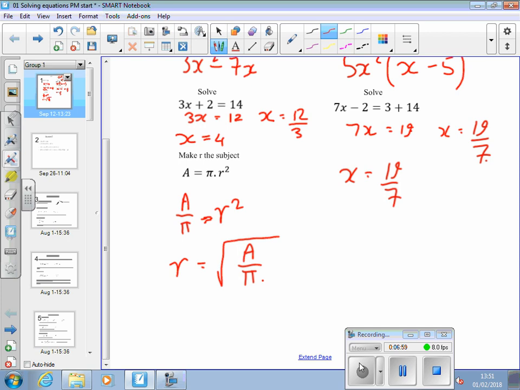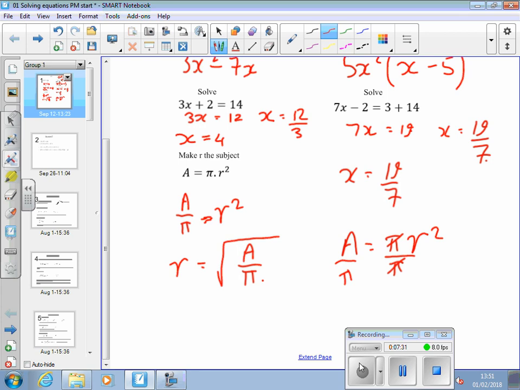So the way to tackle it in this case: we want r on its own, so get rid of the pi first. Let's divide by the pi. Then we have r squared, so to get rid of the square, take the square root of both sides. Alright? With practice you'll know what to do.